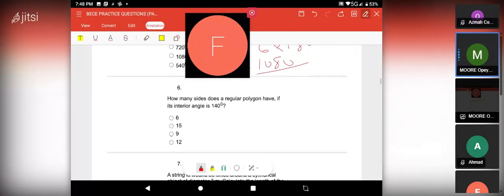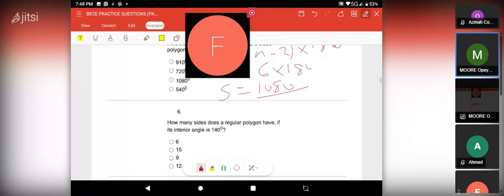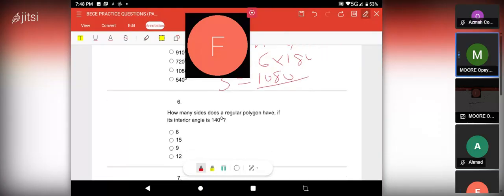How many sides does a regular polygon have if its interior angle is 140 degrees? It's the same formula we are going to use. They told us that each interior angle is 140. They want us to know the number of sides. The answer is 9.